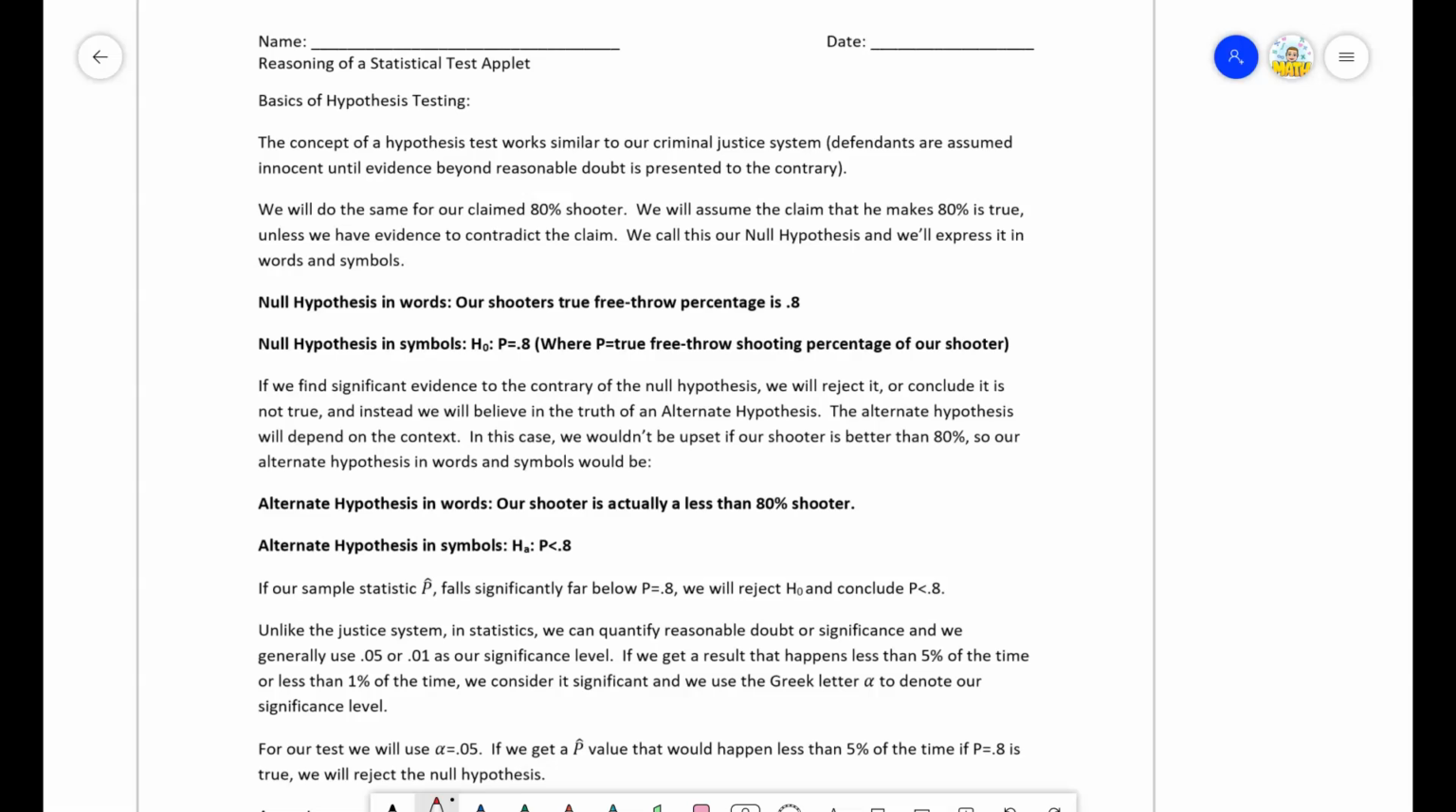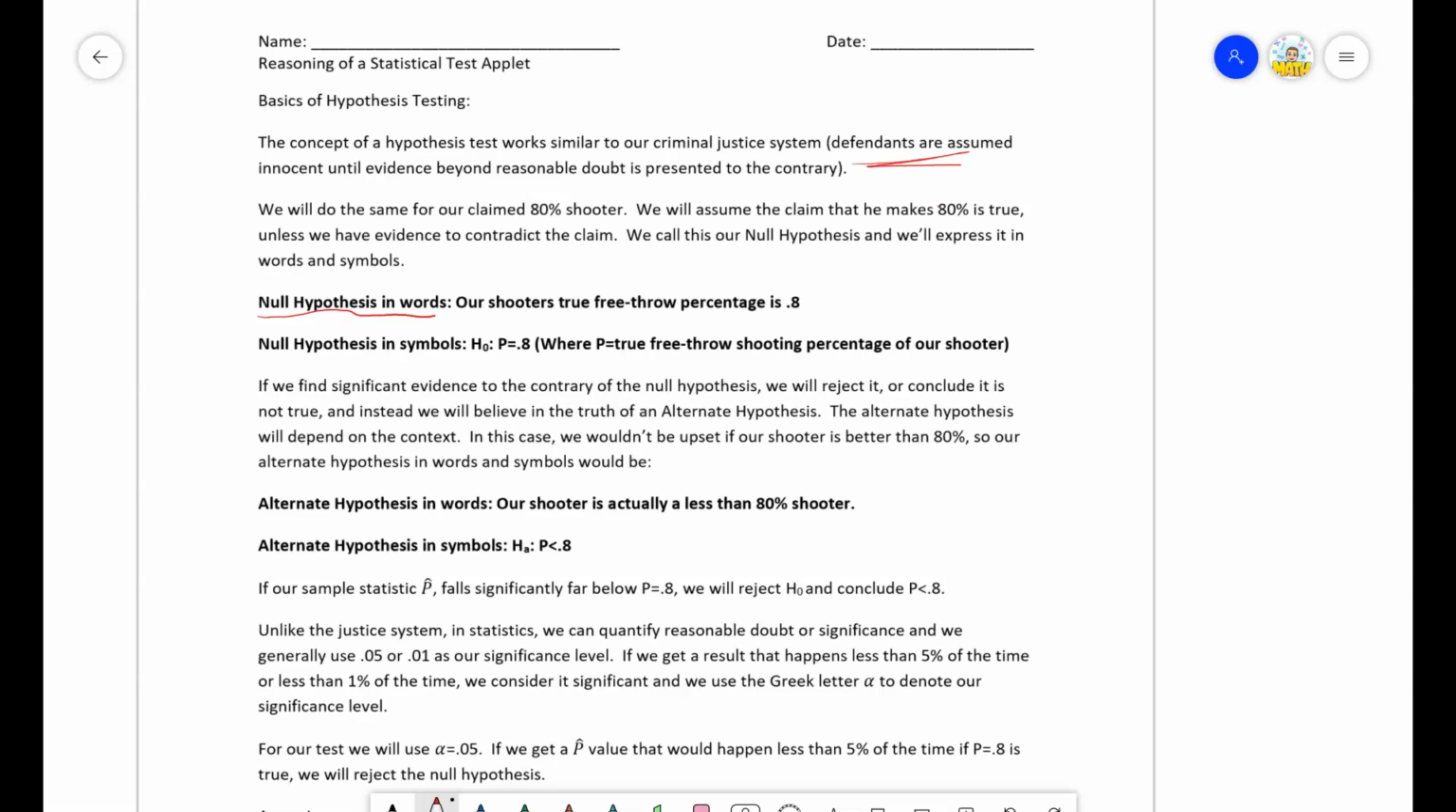So the concept of the hypothesis test works a lot like our criminal justice system, okay? We have the null hypothesis, and in our criminal justice system, the null hypothesis is that a defendant is innocent unless there's significant evidence to the contrary, and that's what we have laid out at the top here, okay? So we're going to believe that the coach's claim is true. We're going to believe that it's 80%.